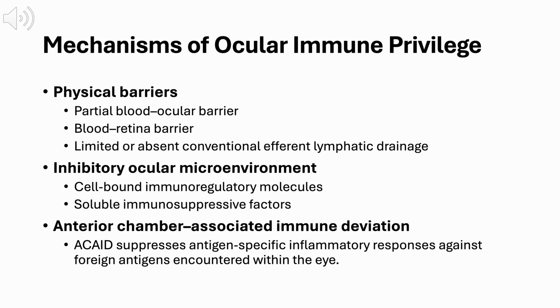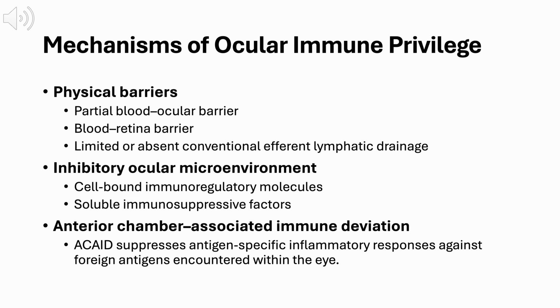Think of it as 3 layers working together. The first is physical barriers: a partial blood-ocular barrier, a blood-retina barrier, and notably a limited or absent conventional efferent lymphatic drainage, so antigens can't easily traffic out to lymph nodes the usual way. The second layer is an inhibitory microenvironment, built from cell-bound immunoregulatory molecules displayed on ocular cells and soluble immunosuppressive factors dissolved in the ocular fluids. And the third is anterior chamber-associated immune deviation, ACAID, an active immunoregulatory program that suppresses antigen-specific inflammatory responses against antigens encountered inside the eye.